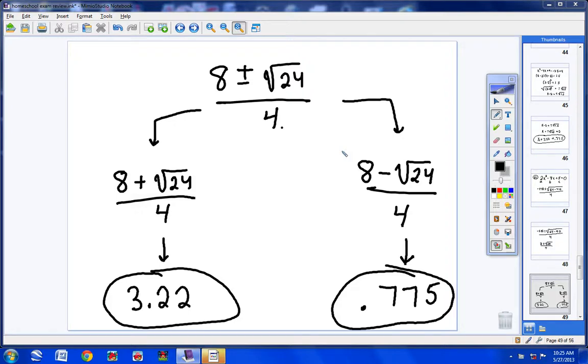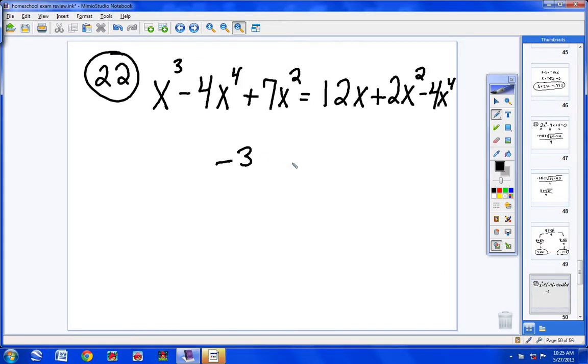Okay, moving on. The next type of equation that could be on your test, and I'm not going to go in the same order, could be one like this. Wow, what a beast. Now, the first thing I want you to notice about this equation is we have third powers, fourth powers, second powers, all that kind of stuff, okay?